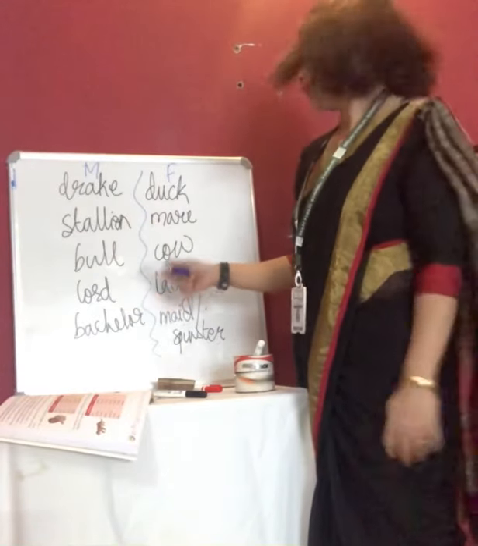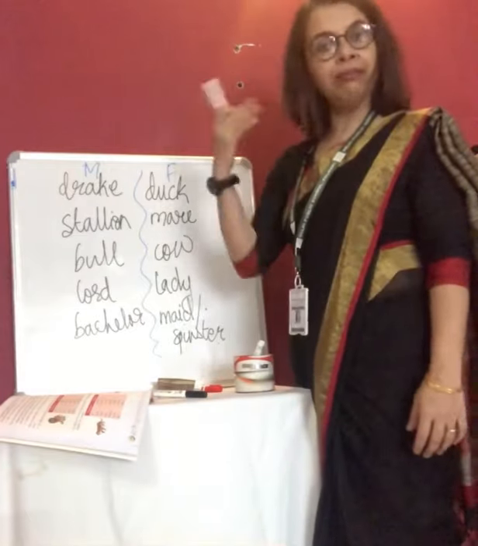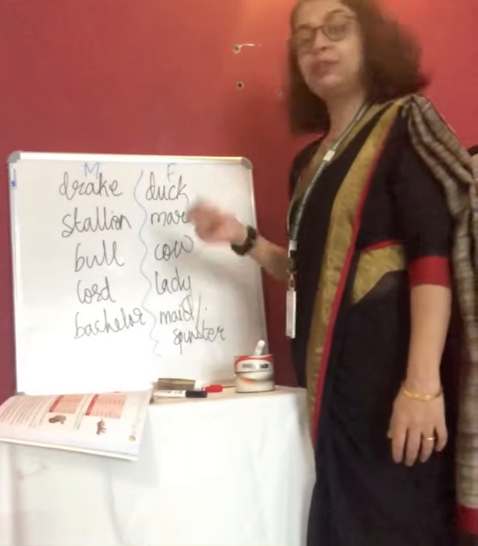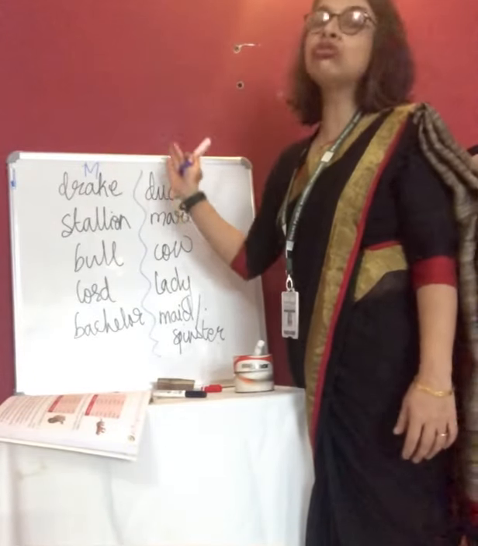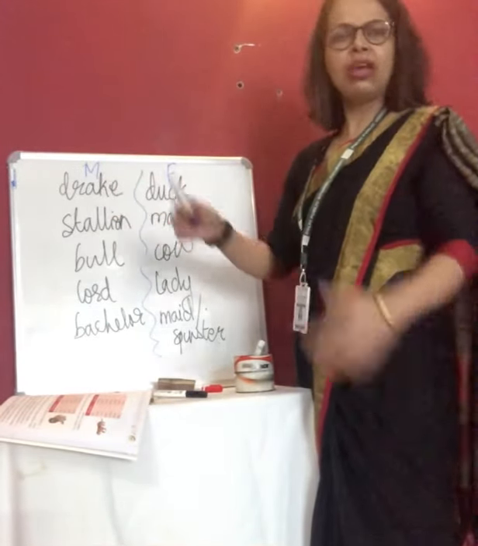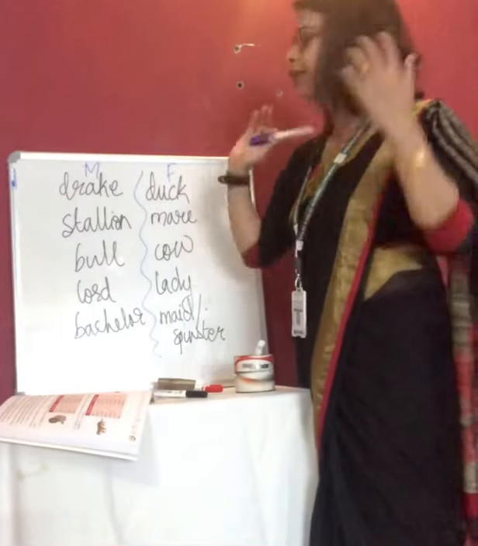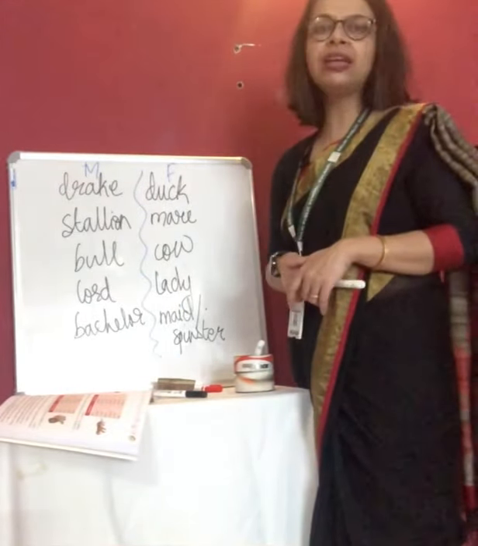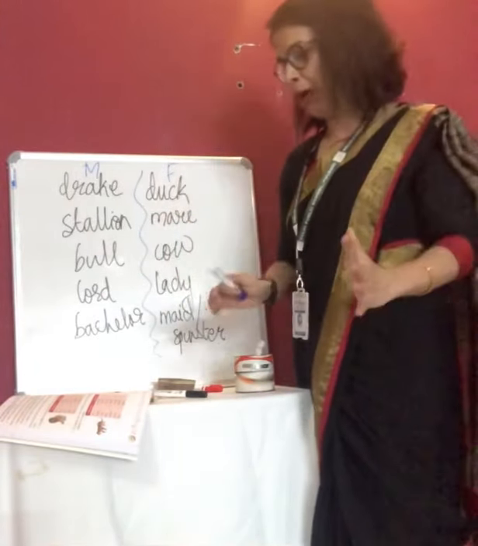Lord is a male. Lady is a female. Bachelor is a male. Maid or a spinster is a female. Similarly, hen is a female. Rooster is a male. So have you seen, it completely changes. The word completely changes to form a feminine gender. Alright. So this is what our chapter was about.